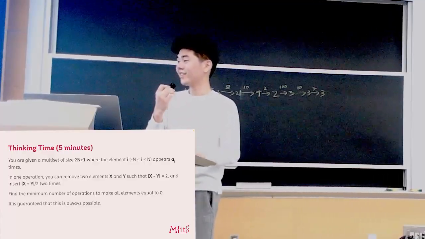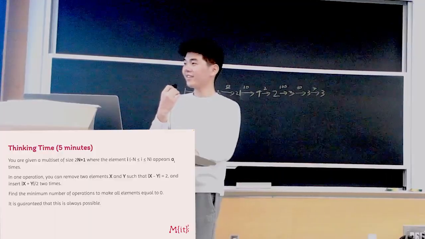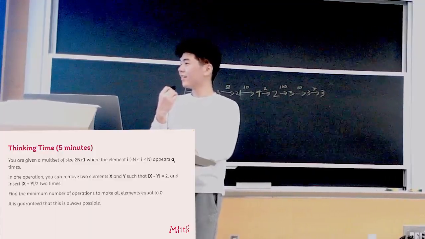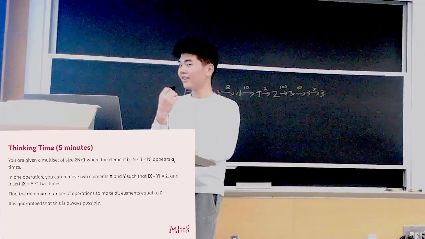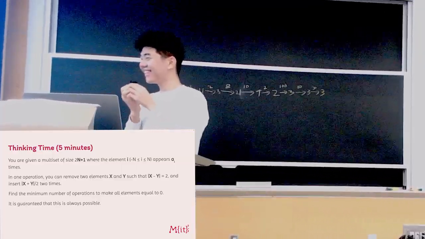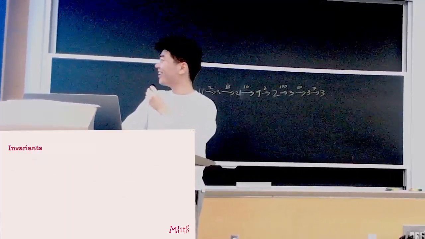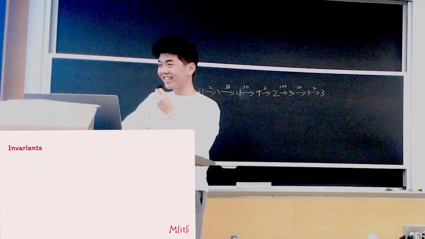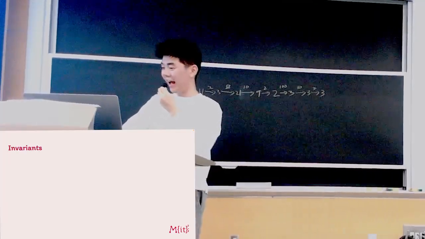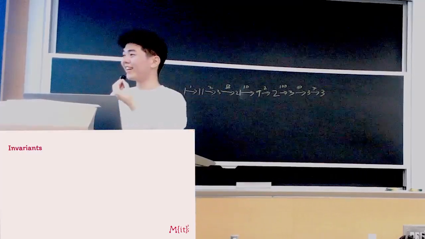I think the answer is going to be the sum of the squares of all the elements divided by 2. Yeah, wait, that's exactly correct. Good observation. So I guess we'll just get into the solution then. How do we get to that seemingly random number?